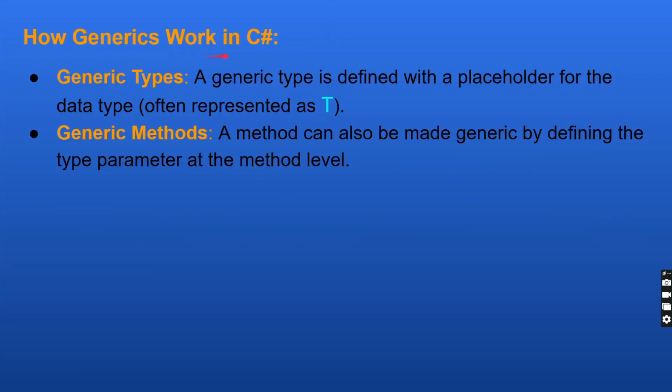How do generics work in C Sharp? Generic types. A generic type is defined with a placeholder for the data type, often represented as a T. This is the placeholder. And generic methods. A method can also be made generic by defining the type parameter at the method level.